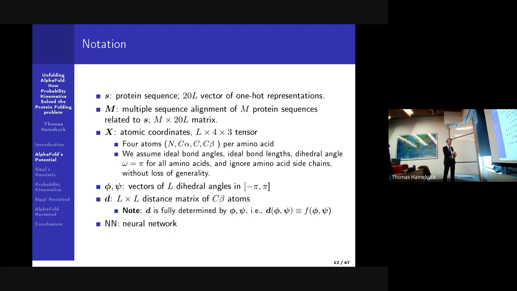So when I talk about D, it's an L by L distance matrix that encodes the distances between these C beta atoms. Now, a key point is that if I give you the dihedral angles, then I can calculate the distances. The positions of these atoms that we're interested in are completely pinpointed if you know the values of these angles. And that's going to become very important later on. And also NN, if you see that in an equation, that means neural network.